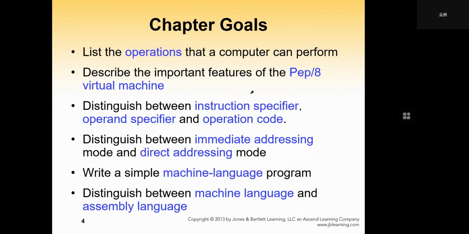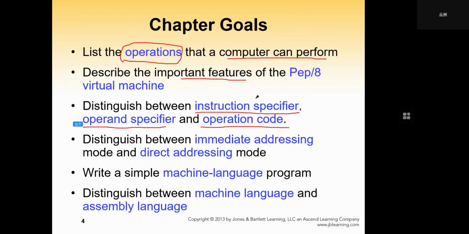We of course have some chapter goals. Firstly, we should be able to list the operations that a computer can perform. We need to describe the important features of such a virtual machine, and we learn about the instruction specifier, operand specifier, and operation code in these instructions. And we learn about two addressing modes, immediate addressing and direct addressing. And we are going to write a very simple machine language program and learn about machine language and assembly language.